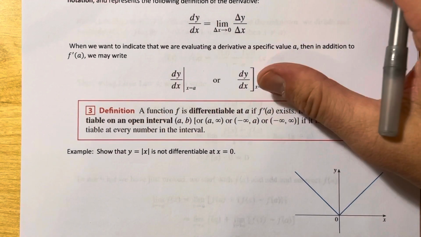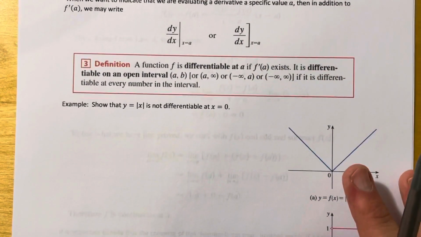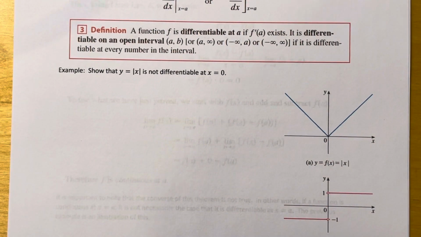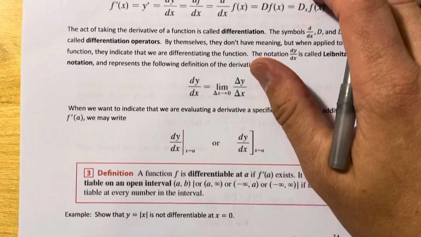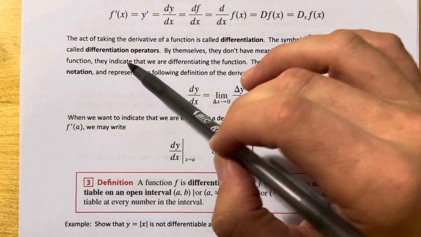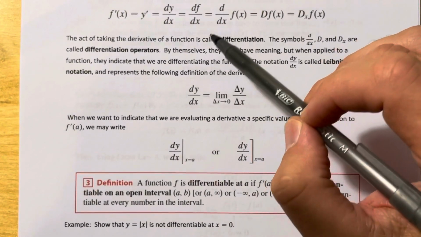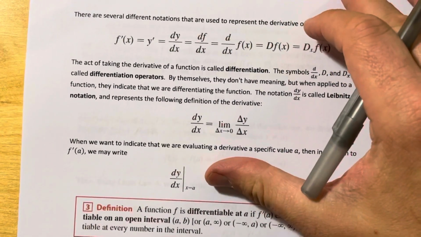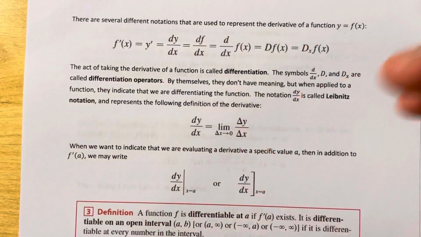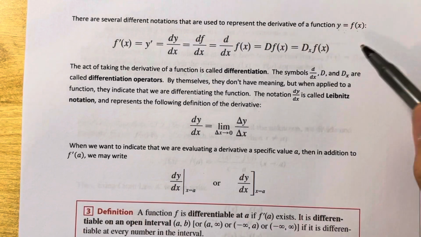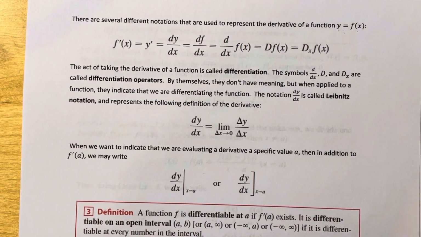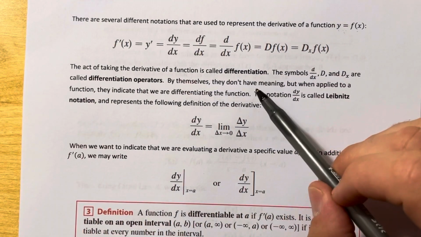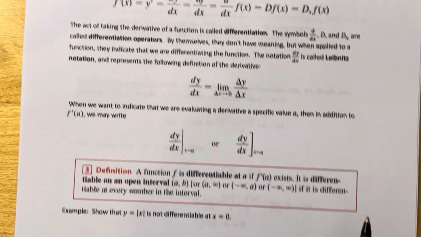Okay, so now that we've dealt with the concept of derivatives a little bit, we're going to talk about the concept of differentiability. First of all, let me go back up here because I skipped this. The act of taking a derivative of a function is called differentiation. So if I have some function f of x, I may say in a problem, differentiate f of x. What that means is take its derivative. So you're going to see this word a lot. Differentiation is the act of taking a derivative.